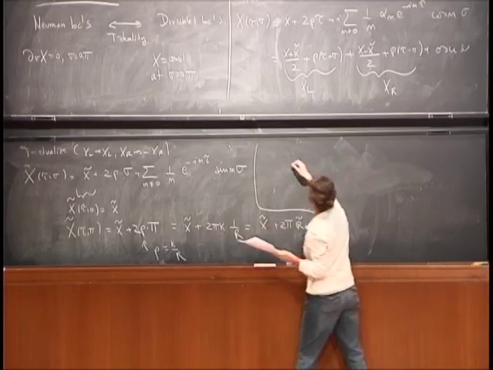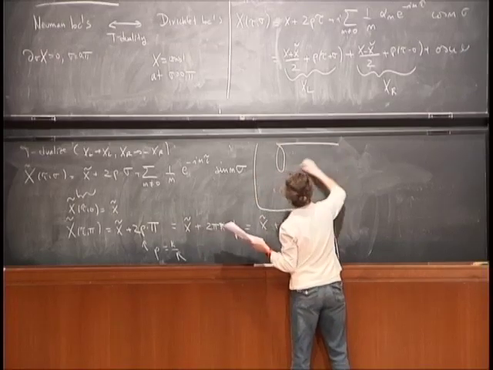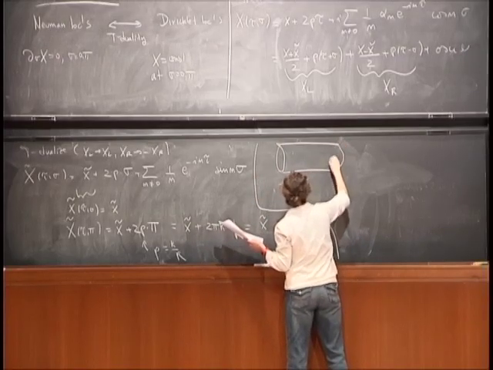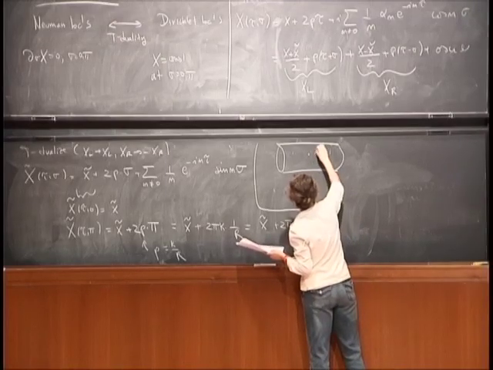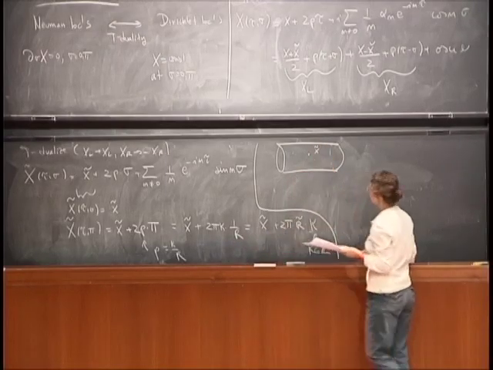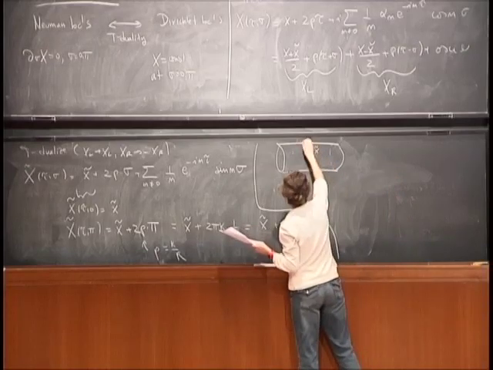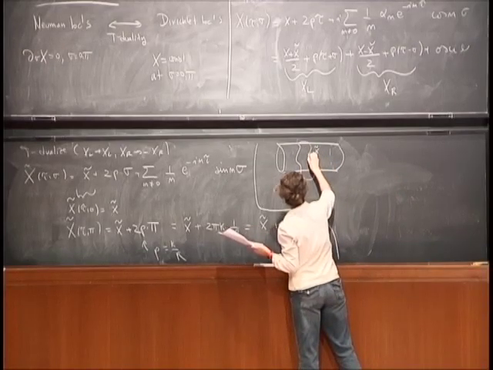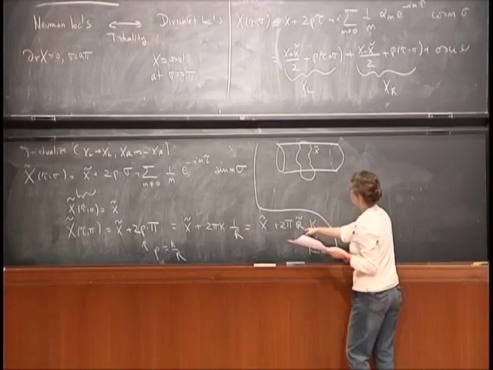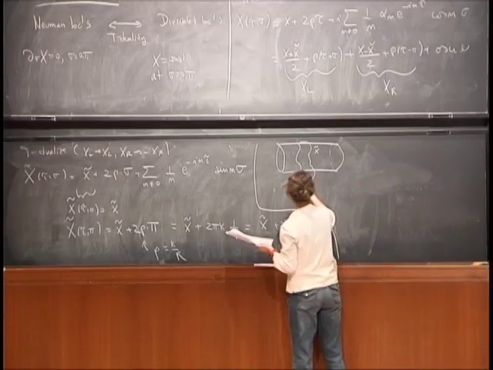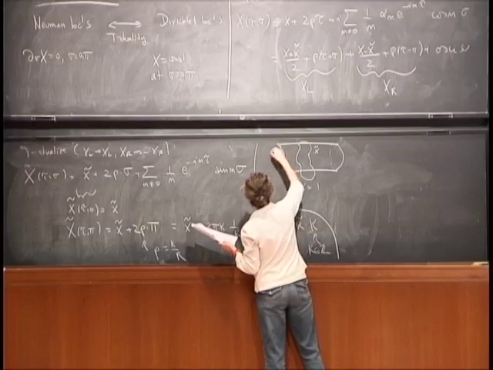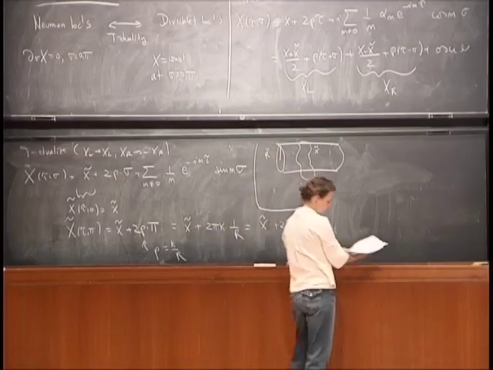So if we go now back to our picture, what we now have in the dual variables would be something like this. The coordinate is fixed in the compact direction at a point x tilde. The string winds around the compact direction an integer number of times. So in this case, k would be equal to 1. And this would be the dual radius.